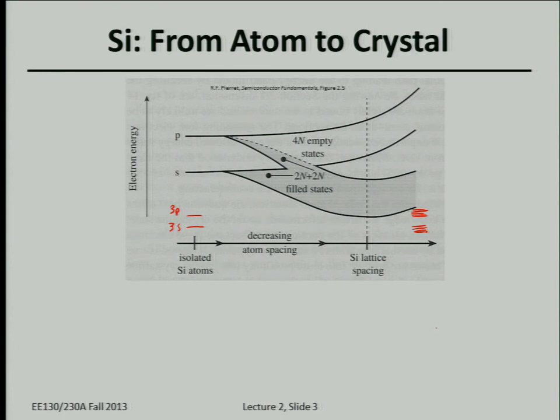Okay, so here are 6 states allowed in the 3p orbital, and then 2 states allowed in the 3s, and you end up with 4n and 4n. Yes, n is the number of atoms.